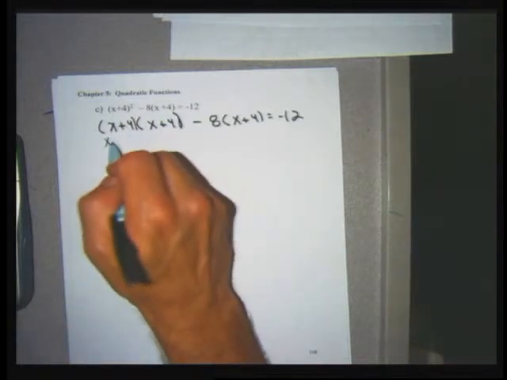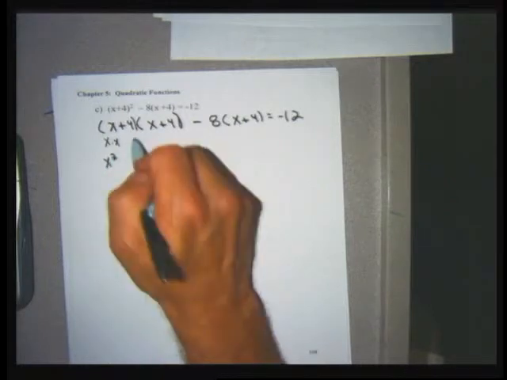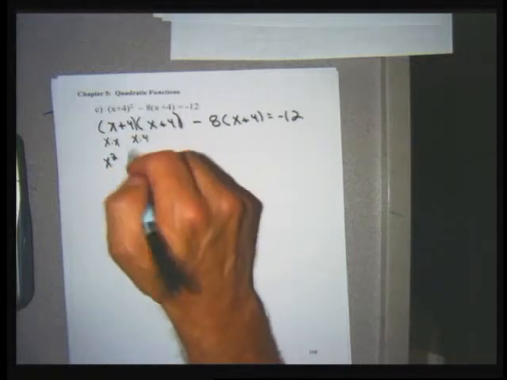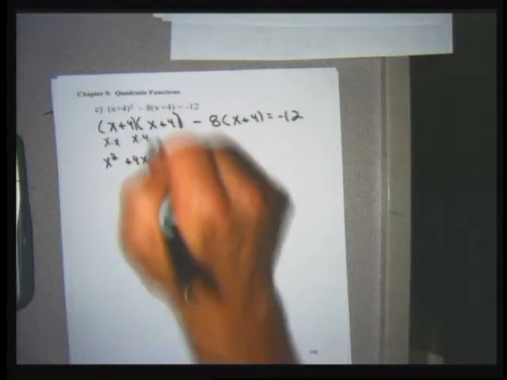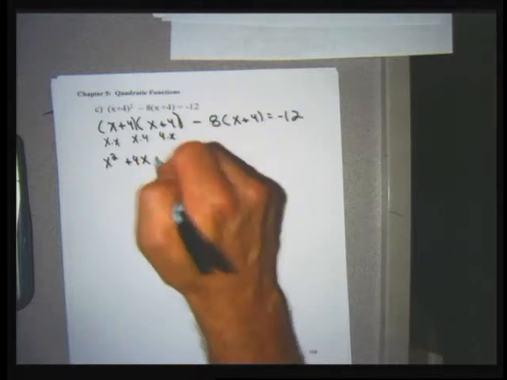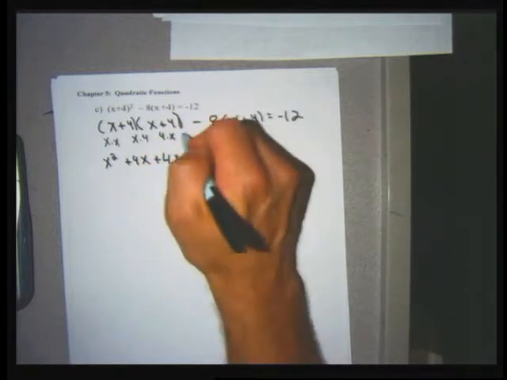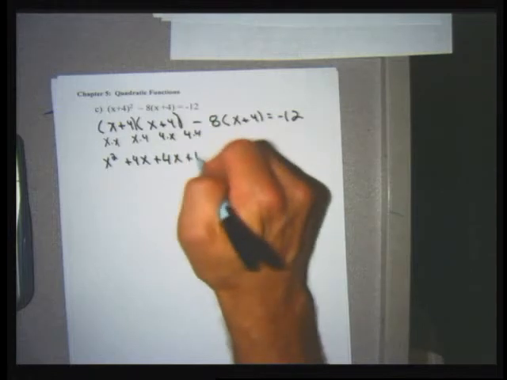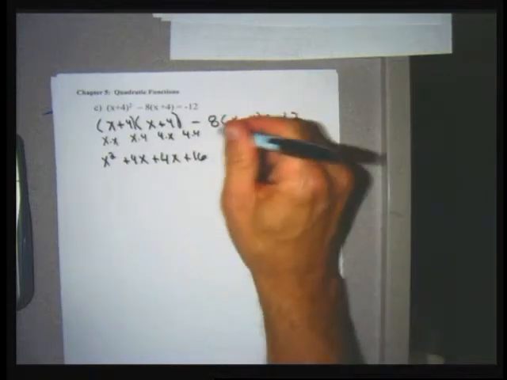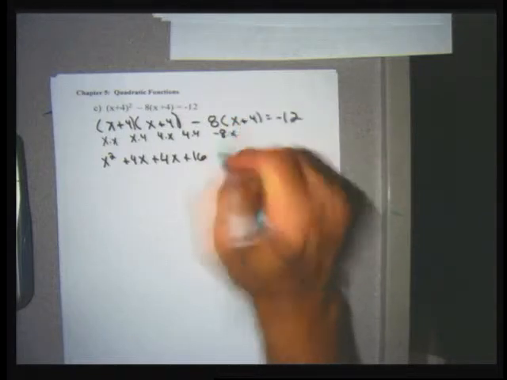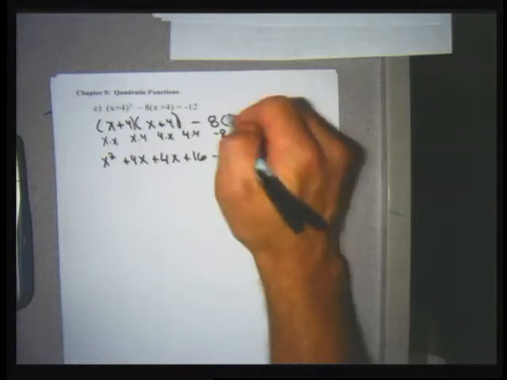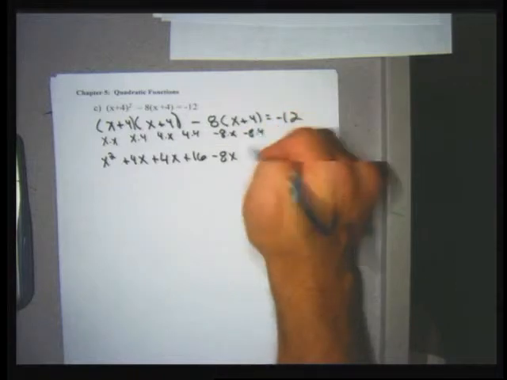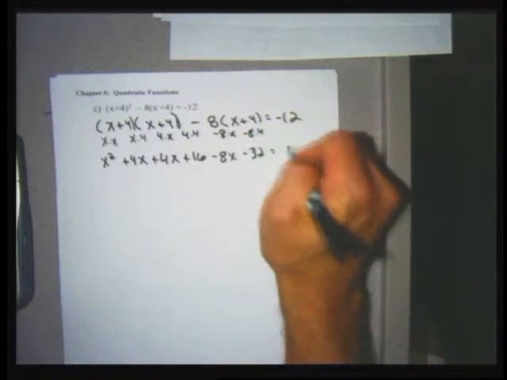I'm going to FOIL the squared. The first are x times x, which is x squared. The outers are x times 4, which is plus 4x. The inners are 4 times x, which is plus 4x. The last are 4 times 4, which is plus 16. And then I'm going to clear the next parentheses. I'm going to go minus 8 times x and get minus 8x, and minus 8 times 4 and get minus 32 equals 12. So all my parentheses are gone.